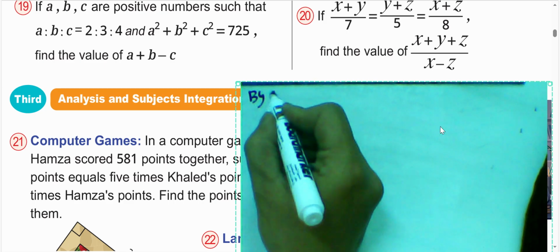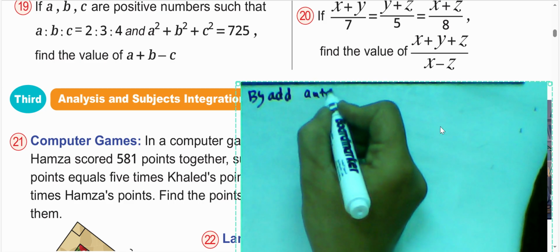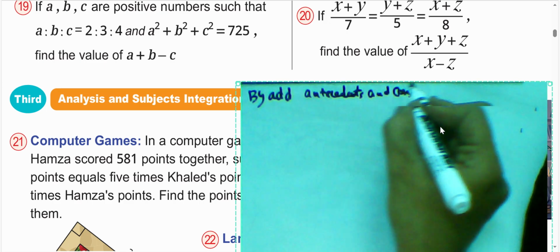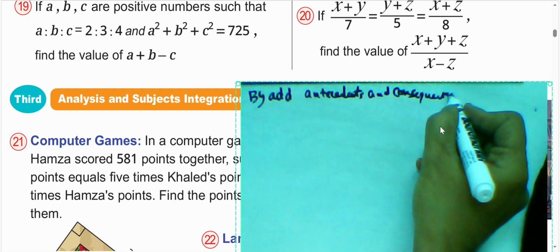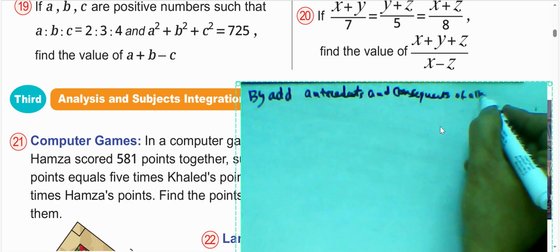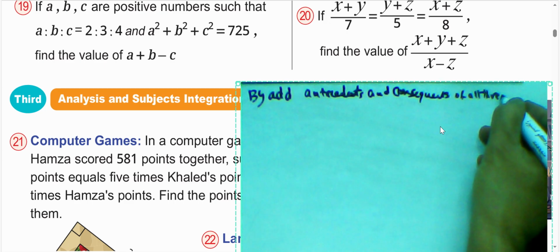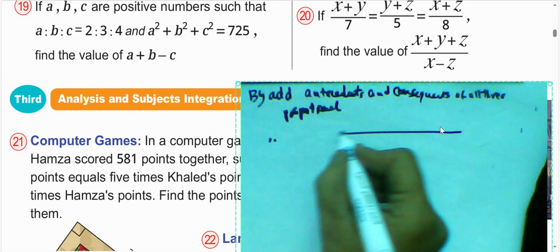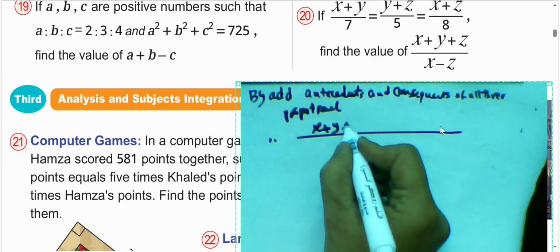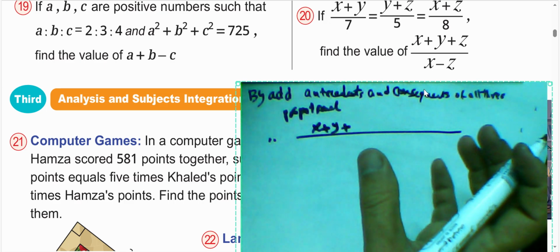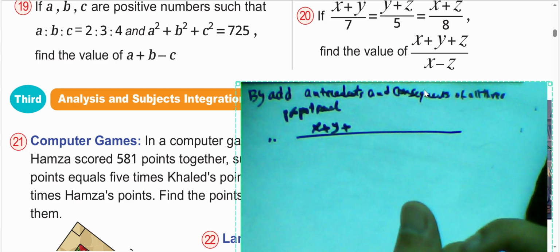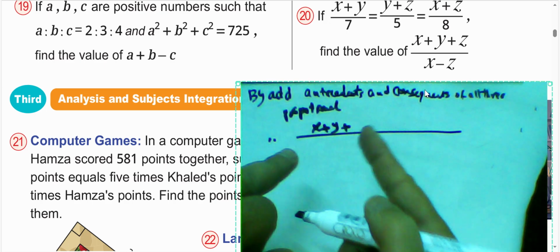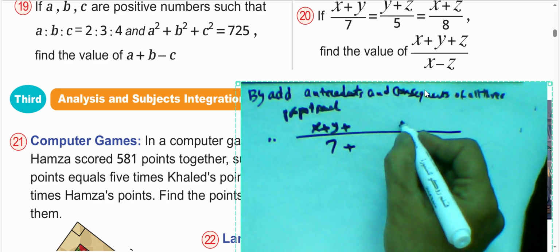In the first step, we add the antecedent and consequent of all 3 proportions. Then we can write x plus y. Why do we do it? Because we want to find x plus y plus z. If you want x plus y plus z, you must add the antecedents and consequents of all the proportions. Then I will add first by first, second by second and third by third.